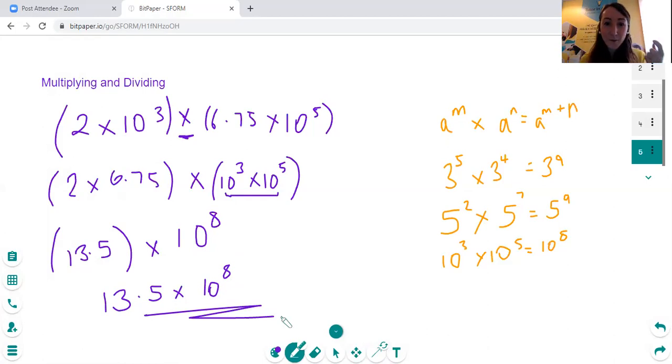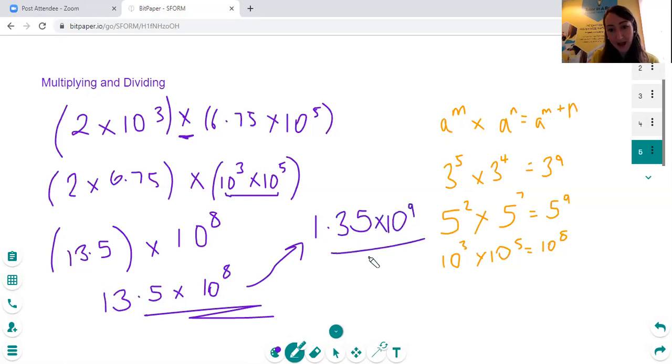So the key thing there, when we're multiplying and dividing, take those numbers to the front, multiply the numbers, and then add the powers together. So we get 13.5 times 10 to the power of 8. Now, actually, what I should say here is that's not actually in standard form. Because, of course, standard form needs a number between 1 and 9.9. So to finish that off, it would be 1.35 times 10 to the power of 9. And then that would be the answer we'd give in an exam.